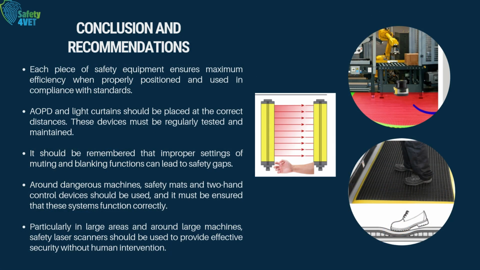Active optoelectronic protection devices, like curtains, muting and blanking functions, safety mats, two-hand control devices, and safety laser scanners are critical for preventing workplace accidents and ensuring worker safety. Therefore, the correct placement, effective use, and regular maintenance of these safety devices maximize safety in industrial environments.